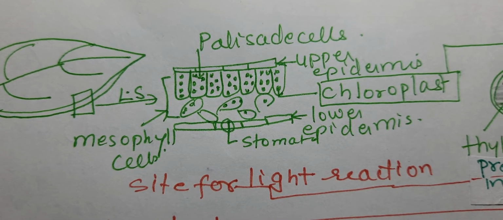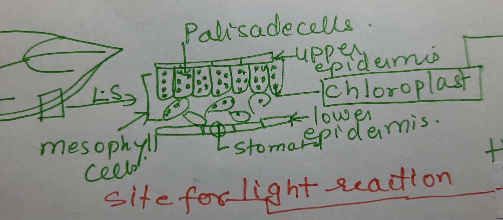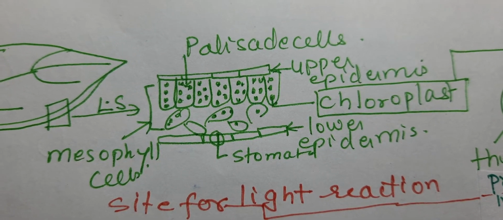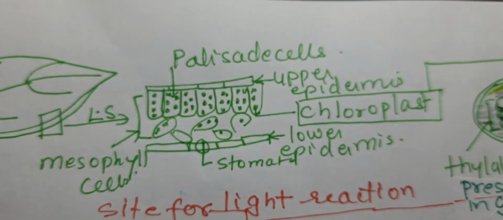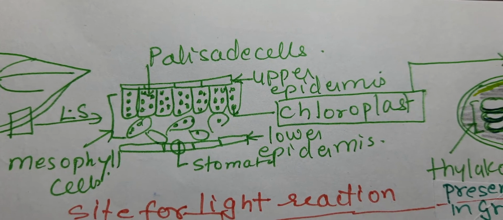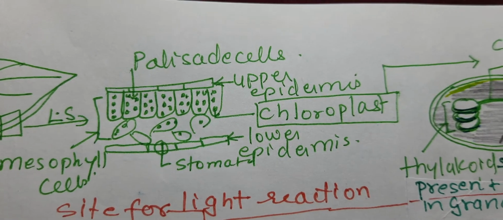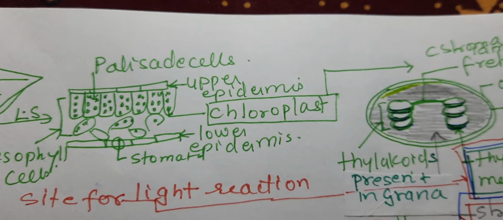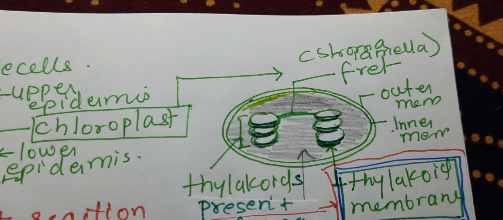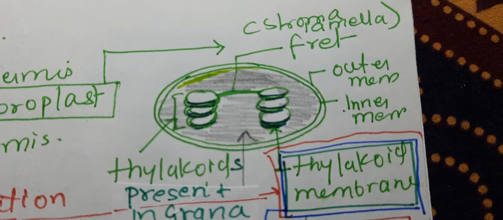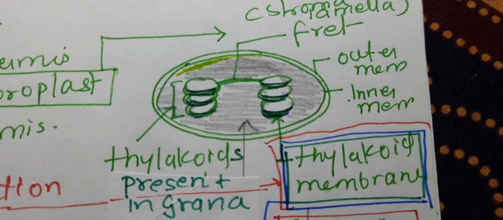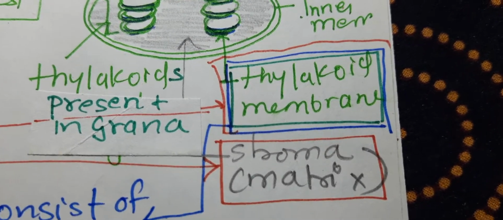epidermis, and in between that certain mesophyll cells are there, and the upper mesophyll cells are called palisade cells, which consist of a large amount of chloroplast, and chloroplast actually consists of chlorophyll. So if you look at the structure of chloroplast, then you will find that it is a double membrane structure, and it consists of a matrix which is known as stroma.